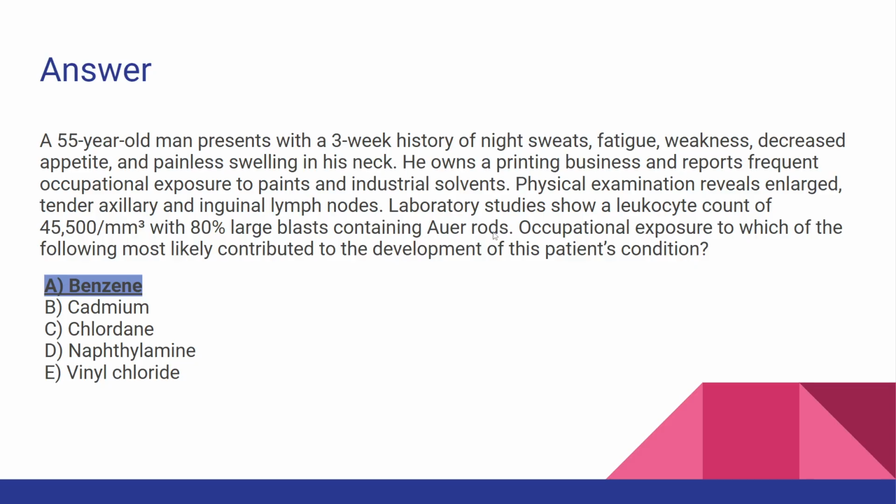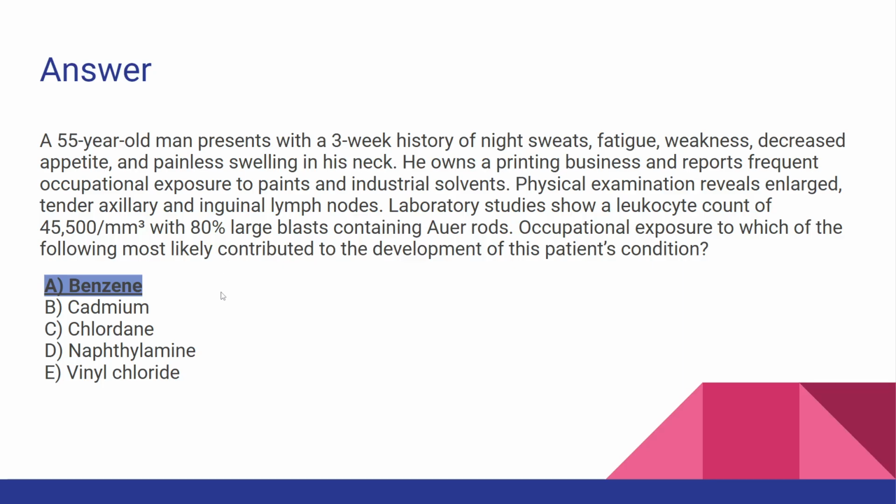Holy crap! They could have replaced Auer rods with something like needle-shaped cytoplasmic inclusions, right? Something like that. They gave it to you, but you definitely have to know that Auer rods are these needle-shaped cytoplasmic inclusions as well, okay? But boom, just from this last objective finding, you know that they're talking about AML, right?